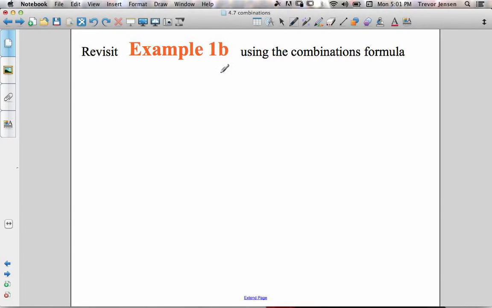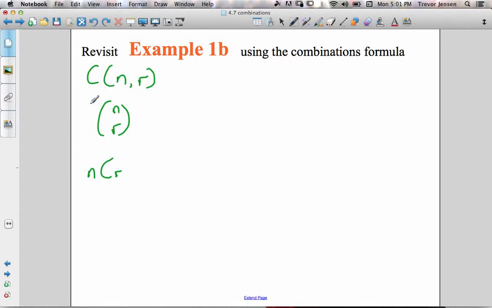Okay, let's put this formula into use. So let's revisit the handshake example using the combination formula. The combination formula, you'll see it either written as a C and then the n and the r in brackets, or you'll see it written in brackets with an n and an r below it, or you may see it as nCr, and this is the way you'll see it on your calculator.